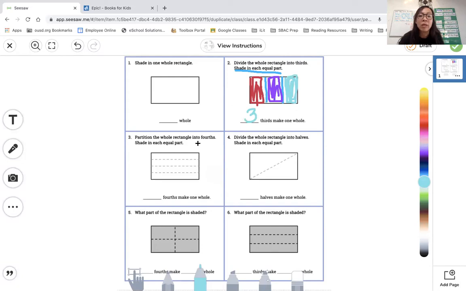So when we look at number 3, it says partition the rectangles into fourths, shade each equal part. That means all of them. And then you'll see how many fourths make a whole. And number 4, divide the whole rectangle into halves. You shade in both equal parts, and then you can see how many halves make a whole. Number 5 and 6, they already shaded them for you. So your job is to just count how many parts are shaded, and you'll see how many fourths make a whole in number 5 and how many thirds make a whole in number 6.